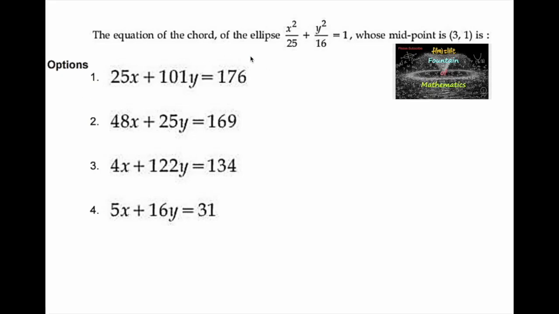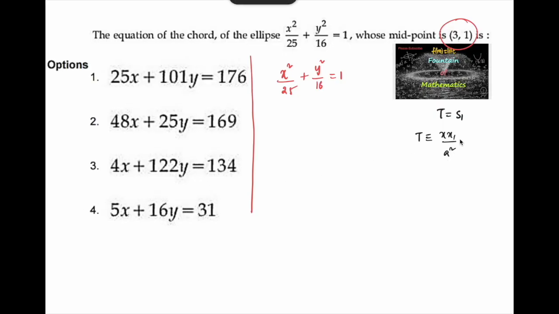So given an ellipse equation, x square by 25 plus y square divided by 16 is equal to 1. And we need to find the equation of the chord whose midpoint is given (3, 1). So we know the formula when the midpoint of a chord is given, T is equal to S1. So T is nothing but xx1 divided by a square plus yy1 divided by b square minus 1, and S1 is nothing but x1 square divided by a square plus y1 square divided by b square minus 1.